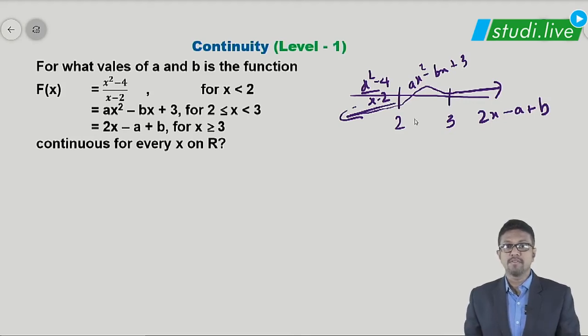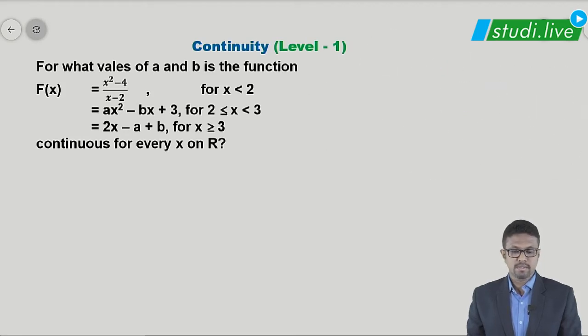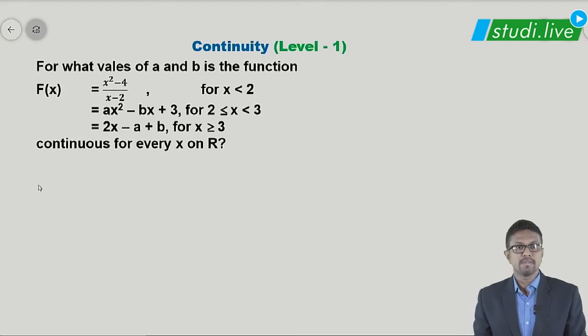So definitely the function is continuous at 2 and continuous at 3. There is a smooth continuity, or there is no break in the function that is going to happen in this case. So let us solve. Okay. So I can say that since the function is continuous on every x.